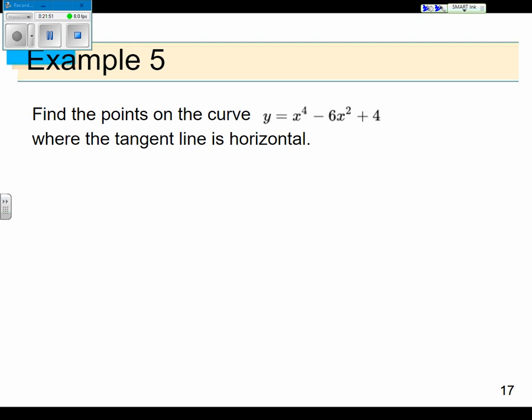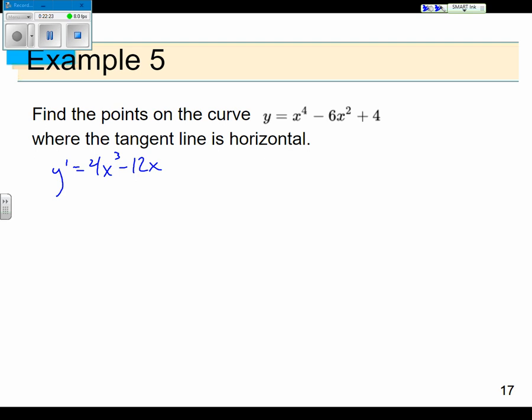So we got to find the points on the curve where the tangent line is horizontal. Well, I'm probably going to need a derivative, right? What's my derivative? Was 0. All right, 4 goes to 0.